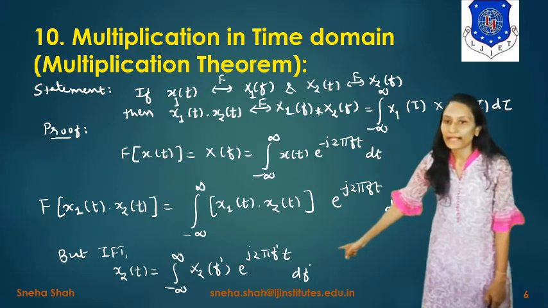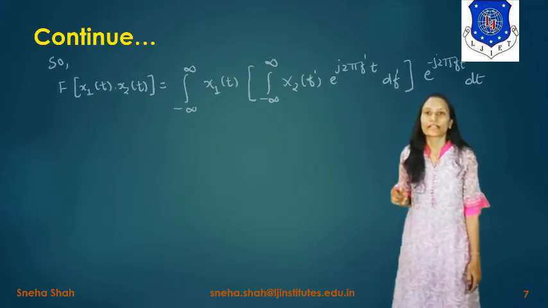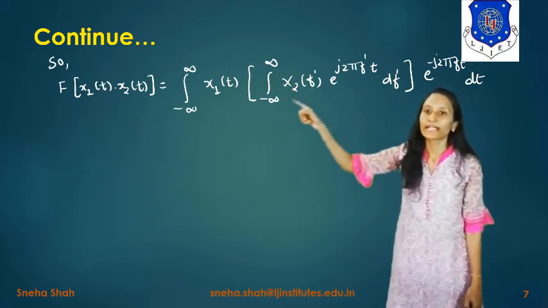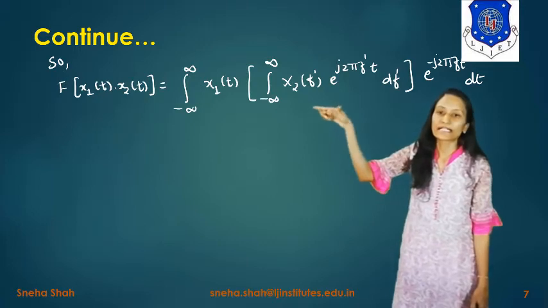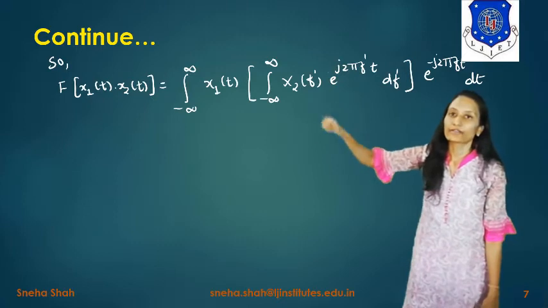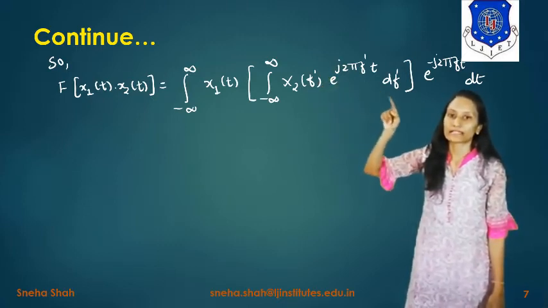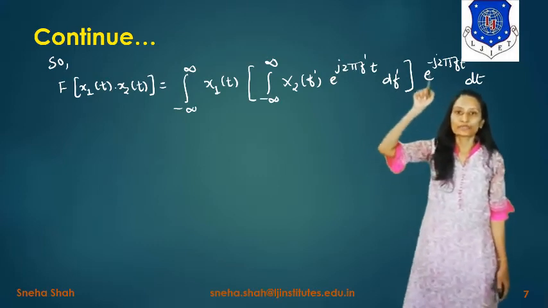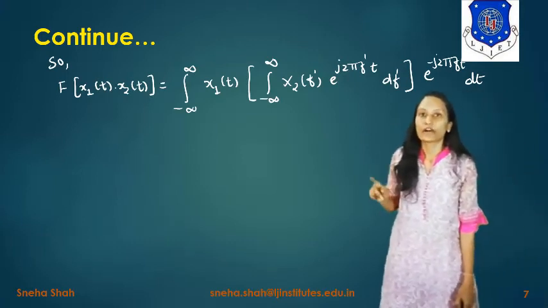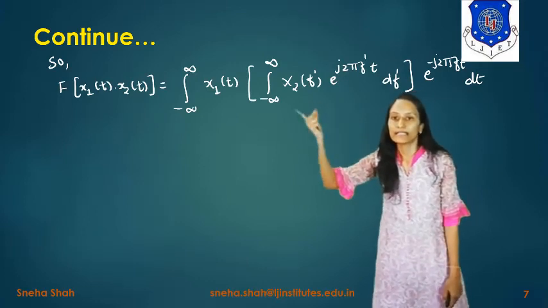Now we are putting this value of x2(t) over here. So the next step is the Fourier transform of x1(t) times x2(t) equals integration from minus infinity to infinity of x1(t), and this term is represented as x2(t), right? So it is integration from minus infinity to infinity of X2(f') e^(j2πf't) df' times e^(-j2πft) dt. Now we have to change the order. As I told you, if there are two integrations, we can change the order.